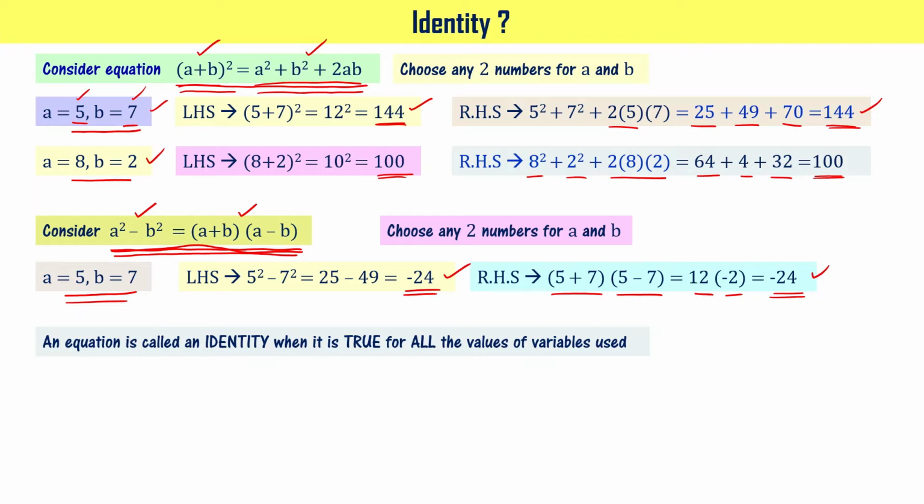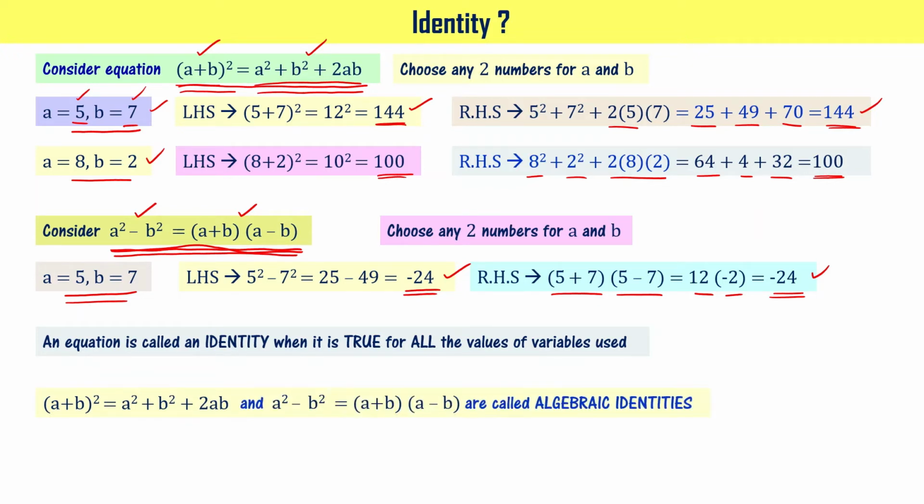So looking at this definition, you can say that (a + b)² = a² + b² + 2ab and a² - b² = (a + b)(a - b) are called identities, and specifically they are called algebraic identities because these are algebraic equations, right? This is one algebraic equation, this is another algebraic equation. That's why these identities are called algebraic identities.